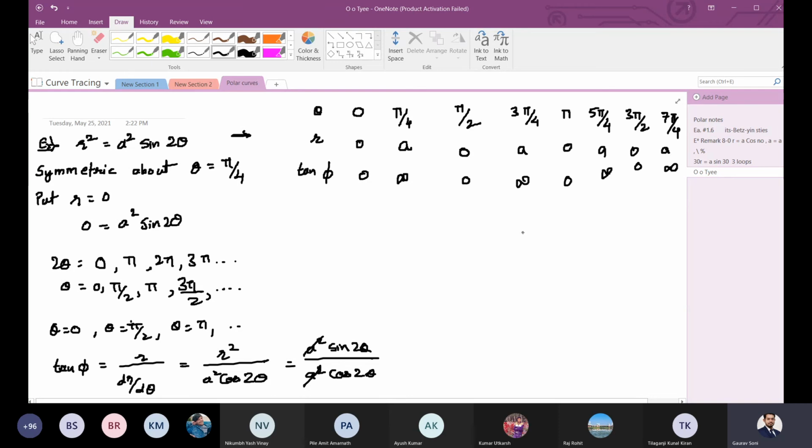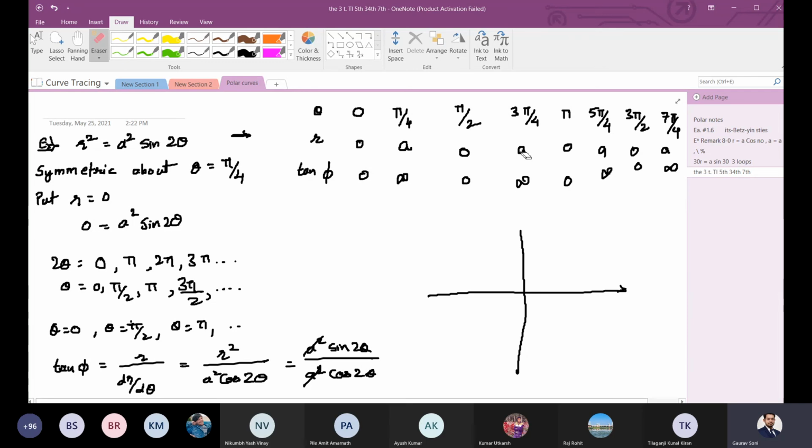But in this there is a region of absence. Who can identify? Sir, for 3 pi by 4, minus a will come, right? Why? Sine 3 pi by 2. Yes, sine 3 pi by 2 is minus a. Sir, that will come as plus, but at 5 pi by 4 and 7 pi by 4 it should be negative. Just a minute. Sine 3 pi by 4 is positive. Why are you saying 3 pi by 4 is negative? Sir, it is sin 2 theta, so 3 pi by 2 came, so it falls in the third quadrant. Yes. It will become minus a, then r square will be equal to minus a square.